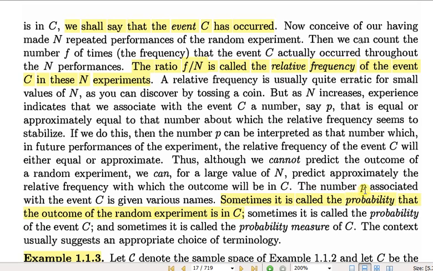Now the number p associated with the event C is given various names. Sometimes it is called probability, the probability that the outcome of the random experiment is in C. Sometimes it is called the probability of the event C.